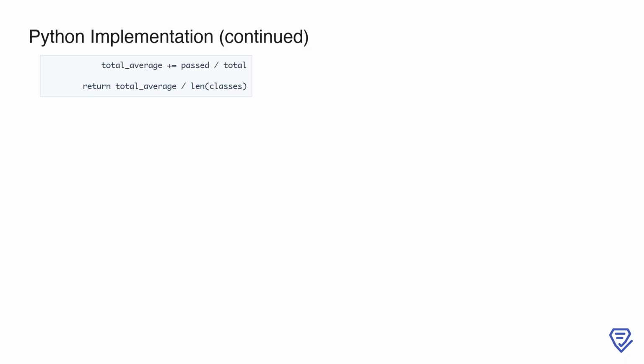After allocating all the extra students, we calculate the overall average pass ratio. To do this, we iterate over the classes in the heap. For each class, we add its current pass ratio, which is simply the number of passed students divided by the total number of students, to a running total called total_average. Finally, we return the overall average pass ratio by dividing this cumulative sum by the total number of classes. This gives us the maximum achievable average pass ratio after optimally distributing the extra students among the classes.